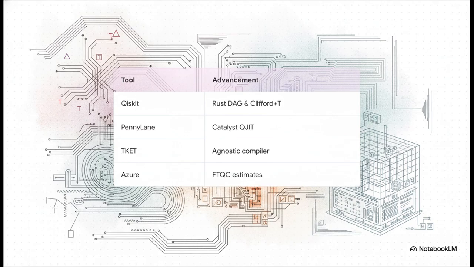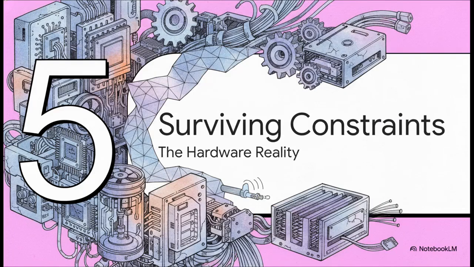TCAT has established itself as a highly aggressive platform-agnostic optimizing compiler layer. And over at Microsoft Azure, they're using Q# and QIR inputs to run rigorous resource estimation for future fault-tolerant architectures. Finally, Section 5, Surviving Constraints.